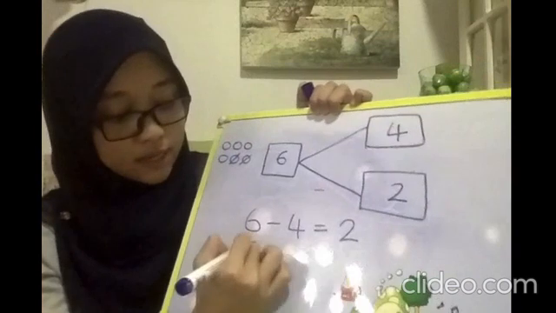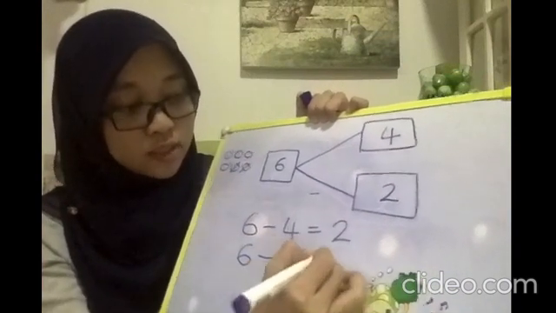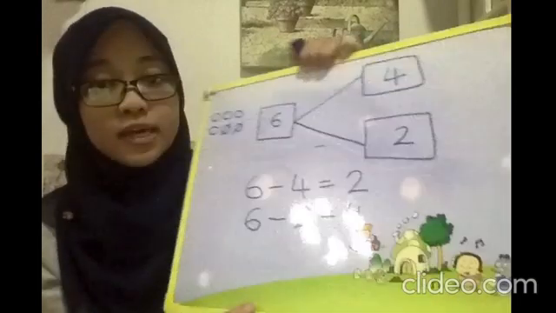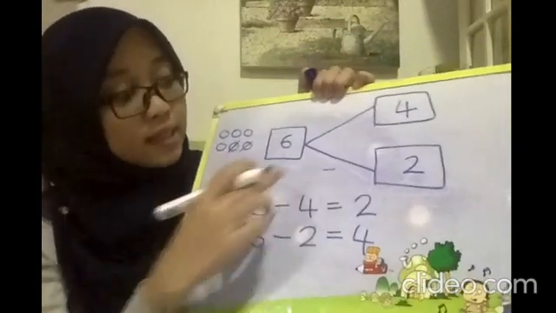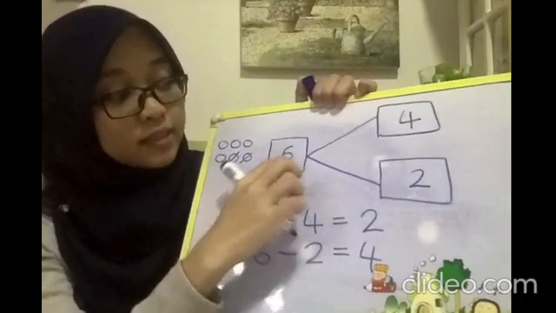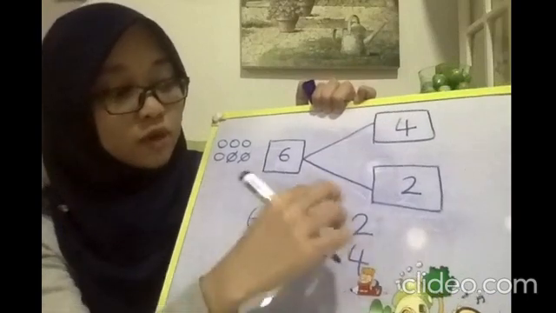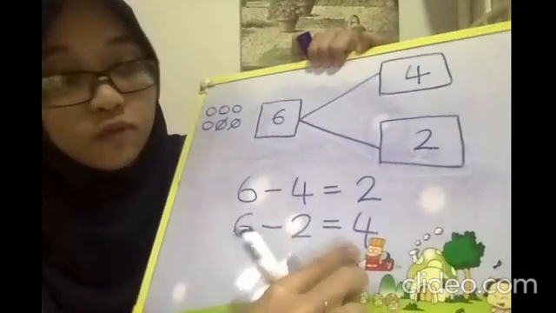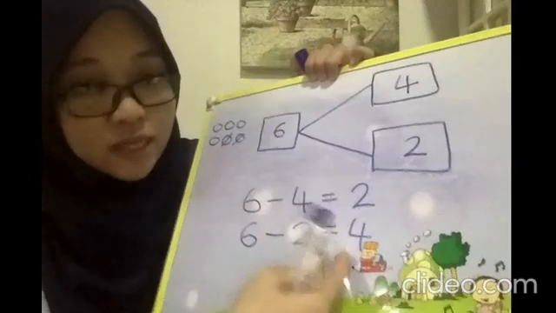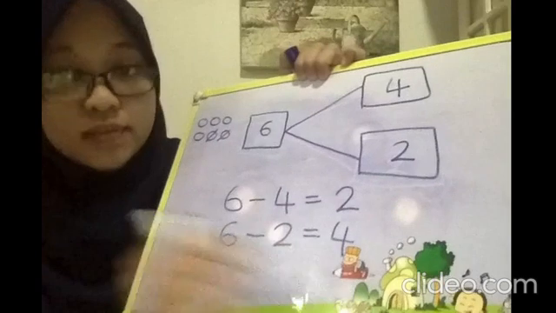Okay, let me write down here. 6 minus 2 equals 4. Okay, there you go. Let's have a look. 6 minus 2 equals 4. But we switch. Okay, can you see that? 2 and 4, and then we turn and switch. So here 4 is here and 2 is here. 2 is here, 4 is here, because we turn and switch.